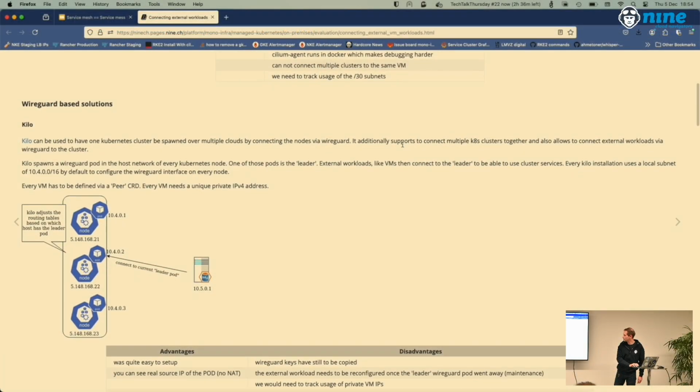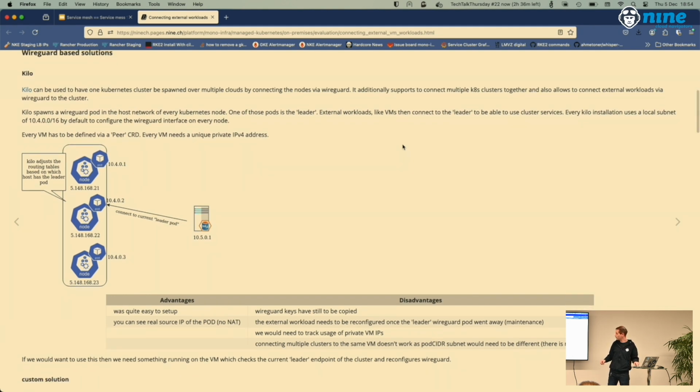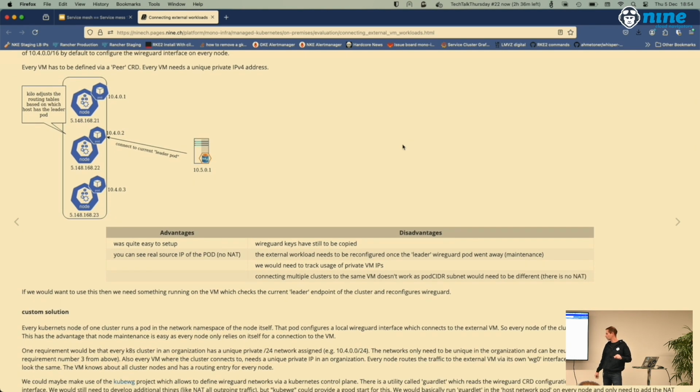Then there's Kilo, a WireGuard-based solution. We had a look at it. You basically have pods on the nodes, which act as the WireGuard proxy, and then stuff is basically connected in the cluster. And you can also have that on the VM. But one issue back then was that the VM always needs to connect to the so-called leading pod on the cluster, which is the leader for the whole WireGuard thing. And if that leader changed, you needed to reconfigure the VM.